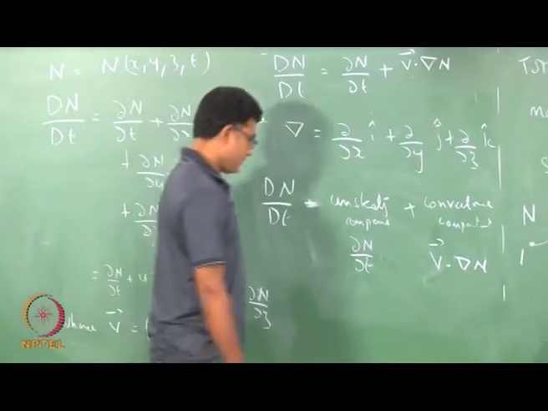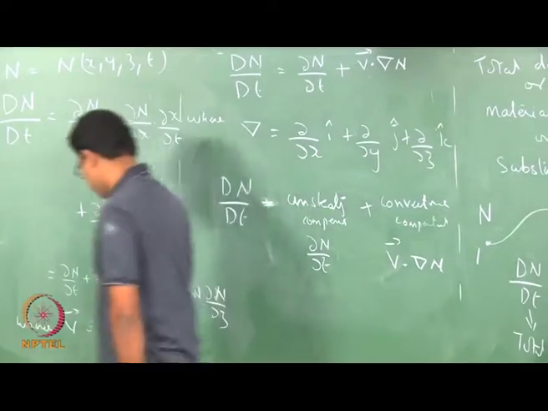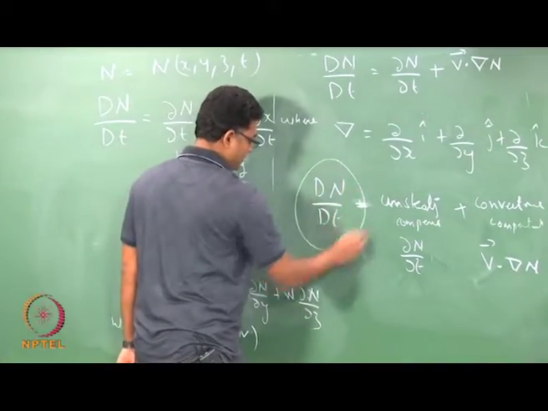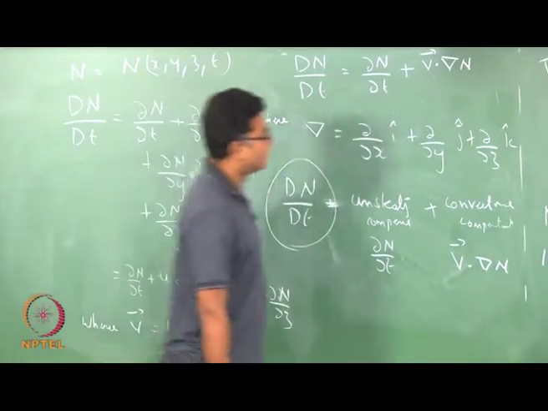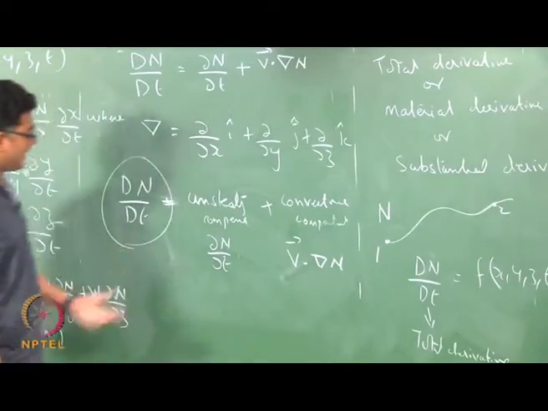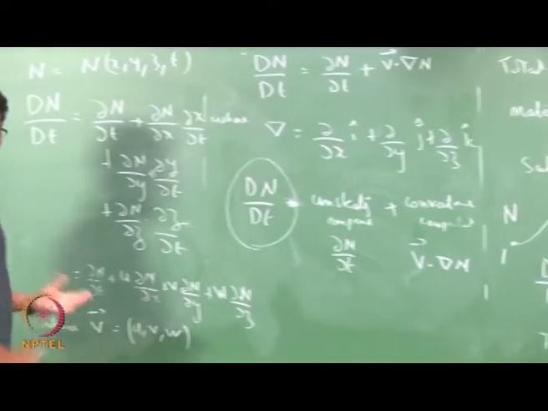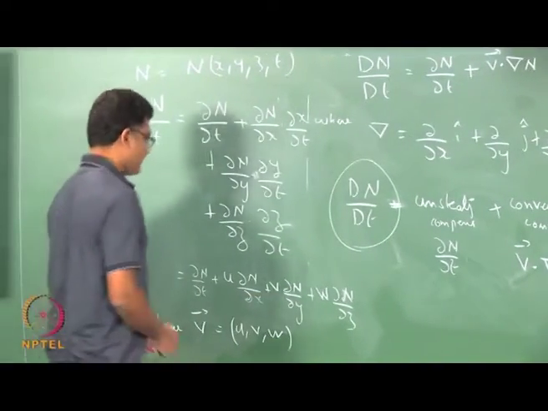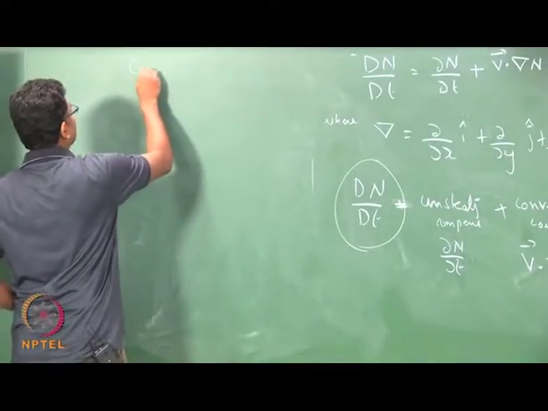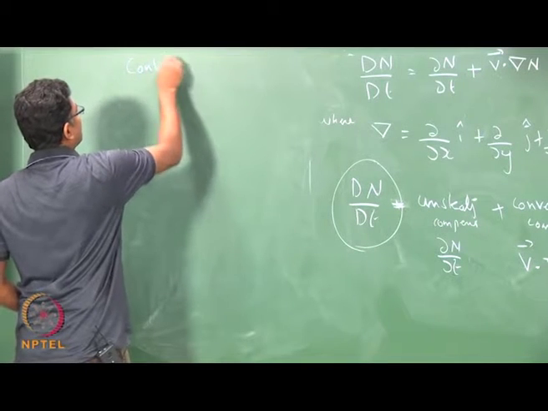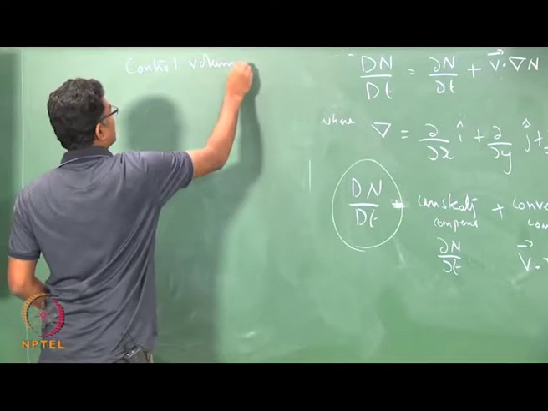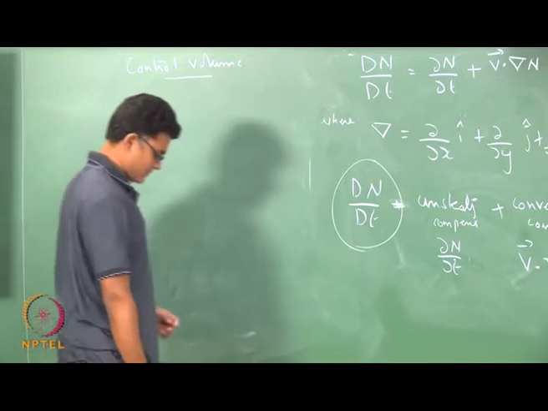Okay. Now, we are going to evaluate this derivative, the rate of change of property n for a given control volume. So, let us look at what is a control volume. Okay.